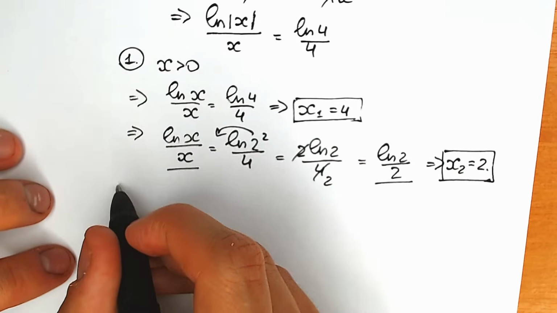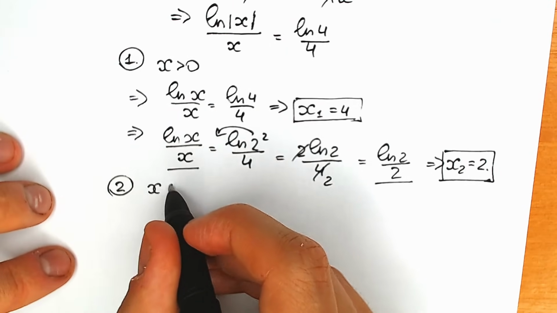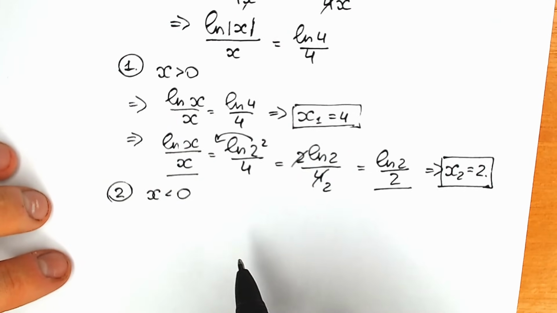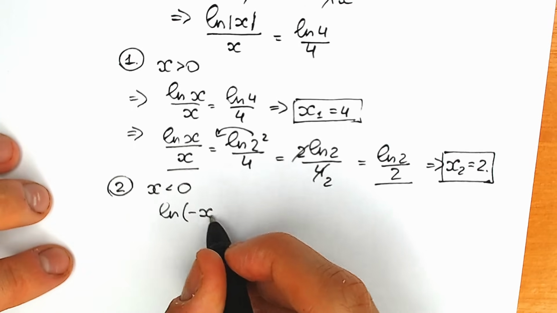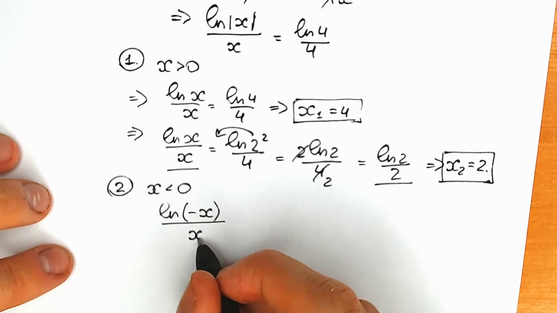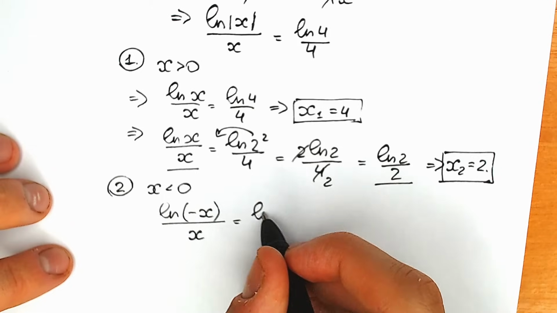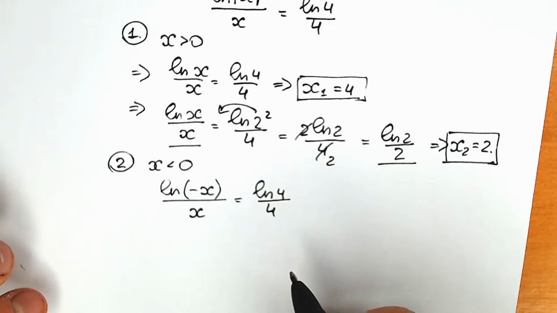So let's see what will happen when x is going to be negative. So x is less than 0. As a result, our expression looks like that: natural log of minus x over x equal to natural log 4 over 4. Right now, let's try to solve this question.